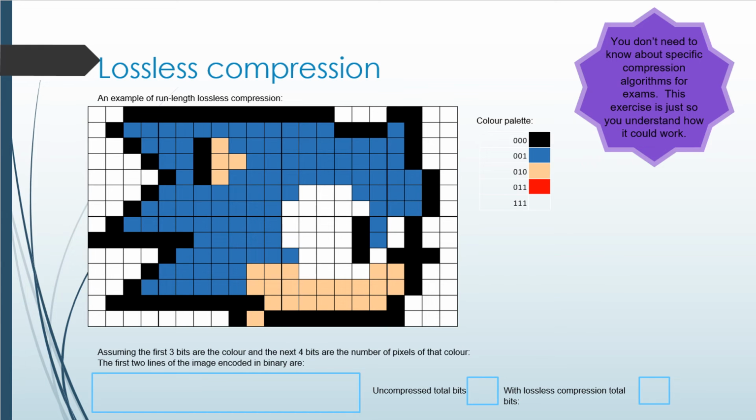Here's a task for you. Assuming the first 3 bits are the colour, and the next 4 bits are the number of pixels of that colour, can you encode the first 2 lines of this image? Count up the number of uncompressed total bits and the number with lossless compression.